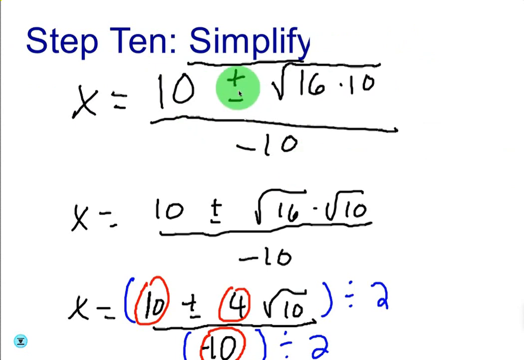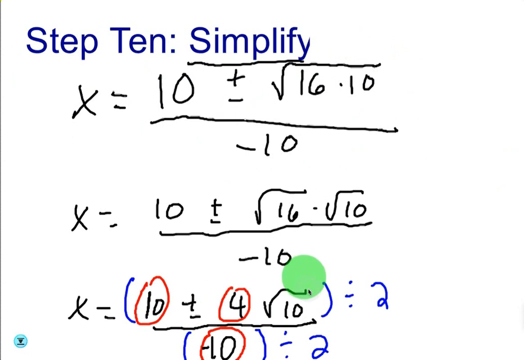But what we will do is break this radical down. Since it was radical 160, we will break it down into 16 times 10 because 16 is a perfect square. Square root of 16 is 4. Negative 10 becomes positive 10 on there. So now we have 10 plus or minus 4 radical 10 over negative 10.